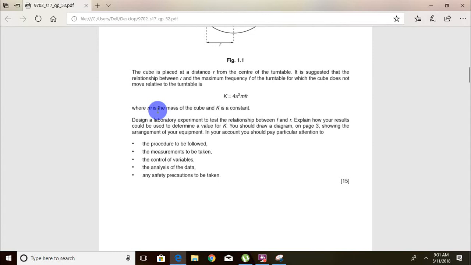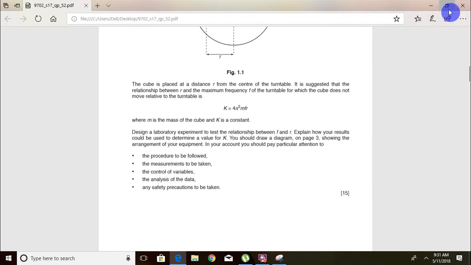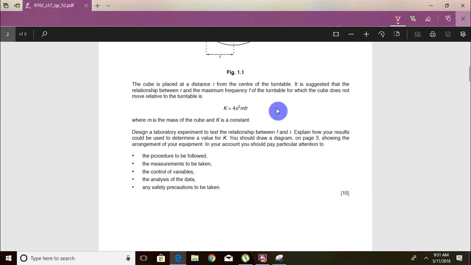You need to design a laboratory experiment to test the relationship between f and r. That is your objective, and explain how your results could be used to determine a value for k. So you have two objectives. Figure out the relationship between f and r, and use it to determine a value for k, which is a constant.